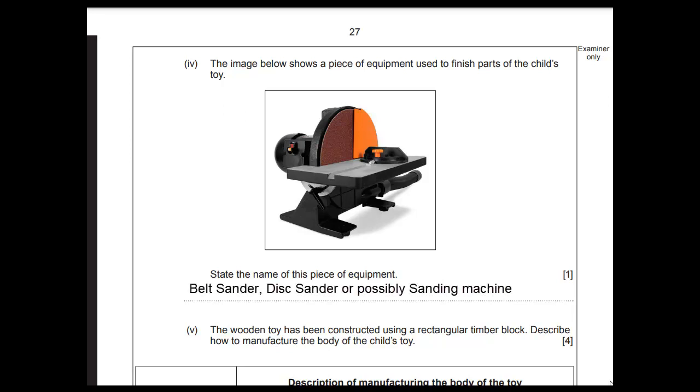Okay, so the correct name for this piece of equipment is a disc sander. Ours is a belt sander because it goes round in a belt, whereas this is a disc because it's a disc that just spins round. So if you just put a sanding machine, you may get that mark, but that really is down to the examiner who's marking the script, to be fair. So it's down to you, but the correct name for it is a disc sander.